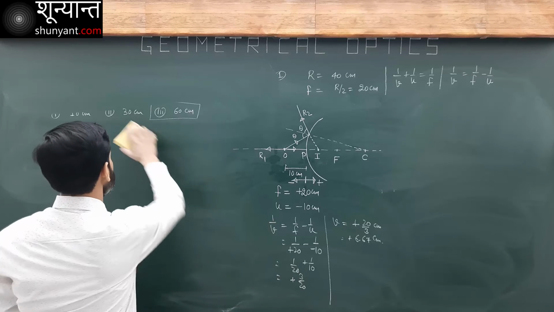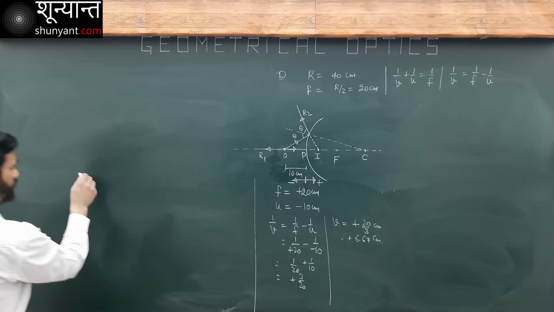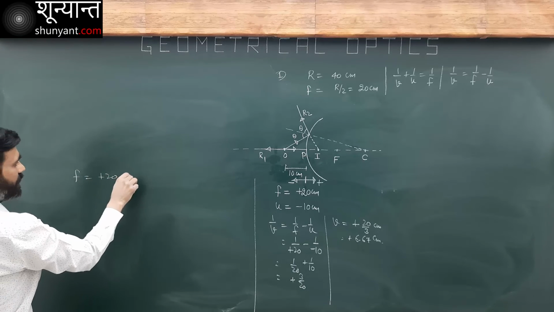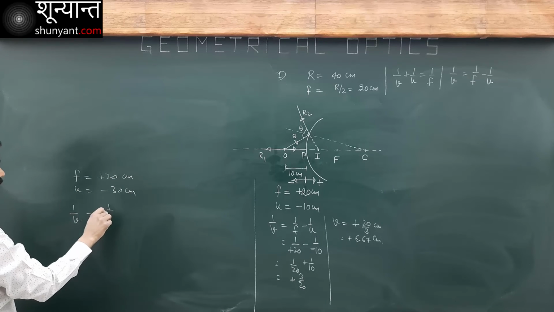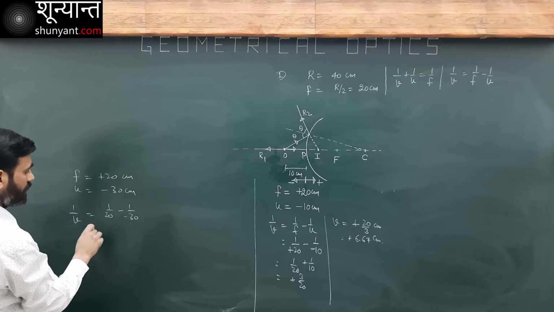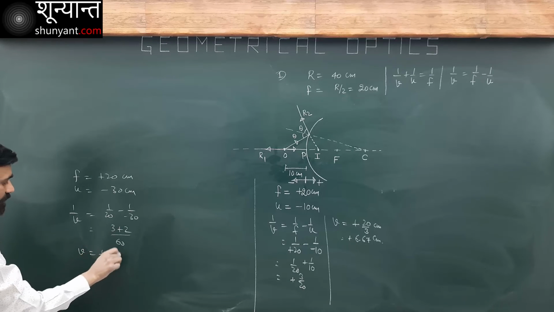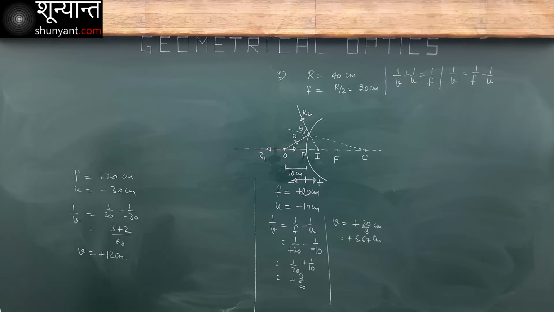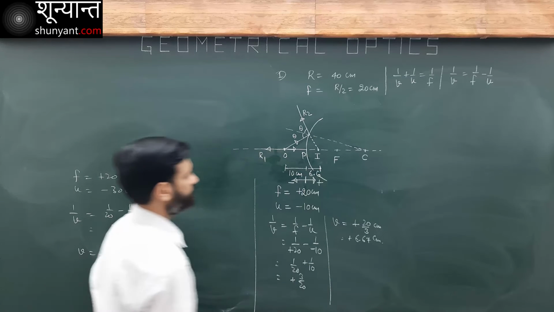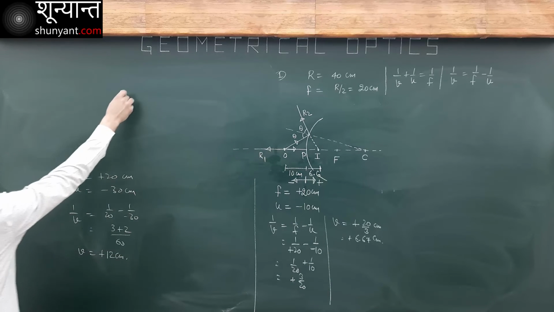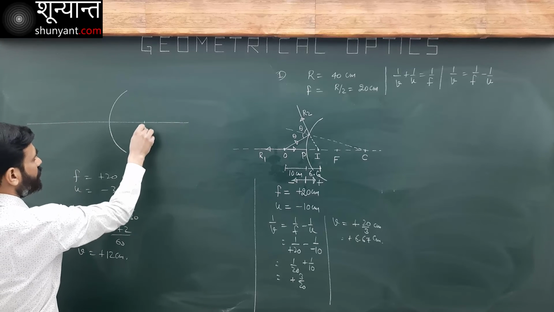Okay. Now, second case, 30 centimeter. F is plus 20 centimeter. U is minus 30 centimeter. What is 1 over V? 1 over 20 minus 1 over minus 30. Okay. So this becomes 3 plus 2 over 60. So V is plus 60 over 5, which is plus 12 centimeter. This was 6.6 earlier. What about this? I am getting an image at a distance of plus 12.